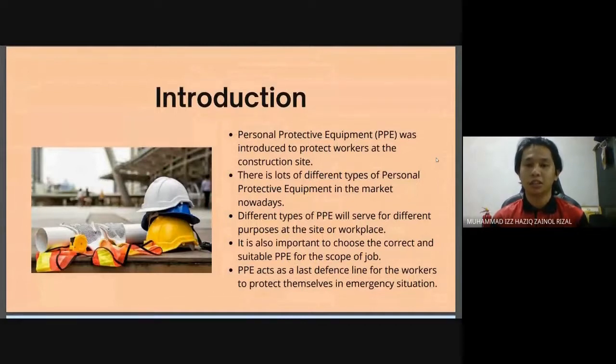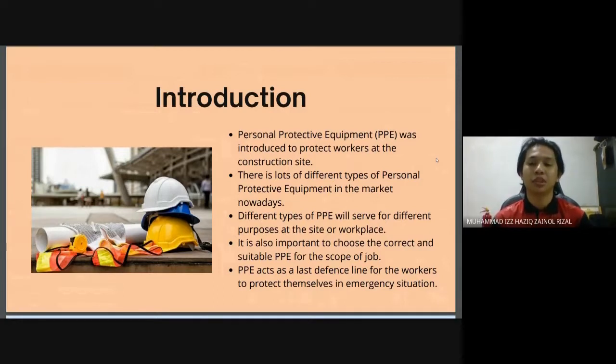So why is PPE introduced to the workers? Because PPE helps to prevent workers at the construction site from getting injuries. And also, there are lots of different types of PPE in the market nowadays, and different types of PPE serve different purposes at the construction site. It is also important to choose the correct and suitable PPE for the scope of the job. PPE acts as a last line of defense for the workers to protect themselves in any emergency situation.